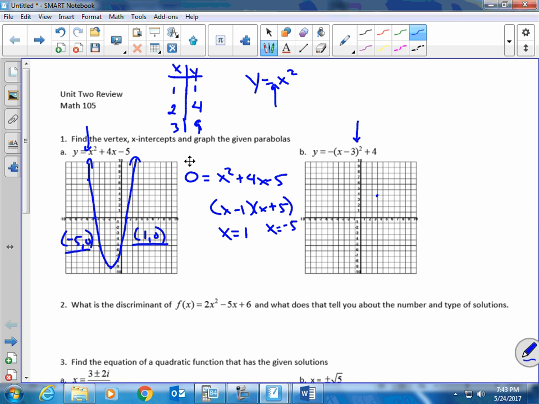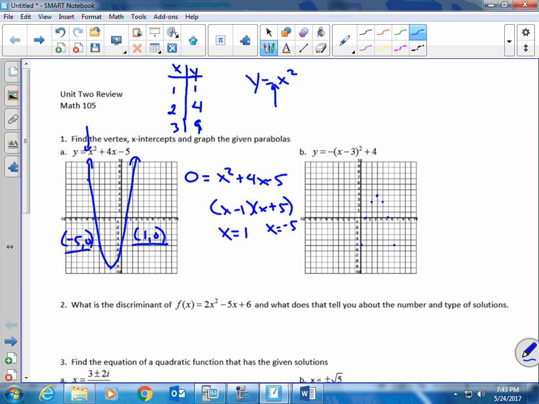All right, what does this thing do right here? It makes my graph open upside down. Same pattern, just upside down. So I still go over 1, but now I go down 1. I still go over 2, but now I go down 2. I still go over 3, but now I go down 9.